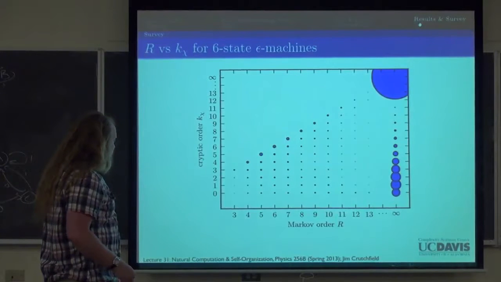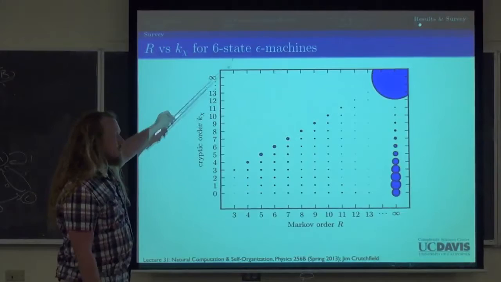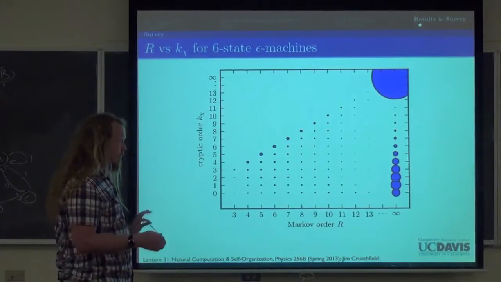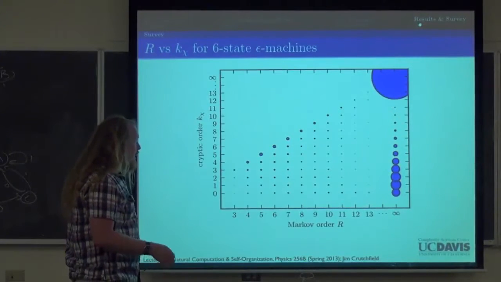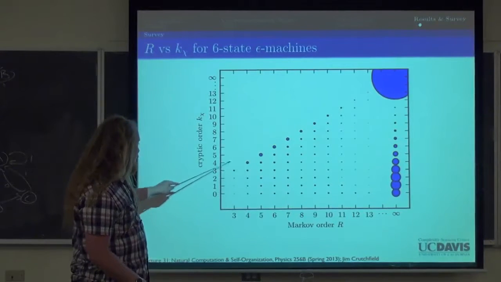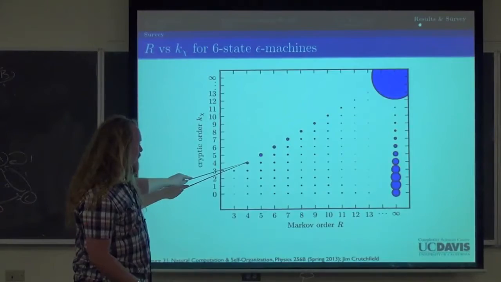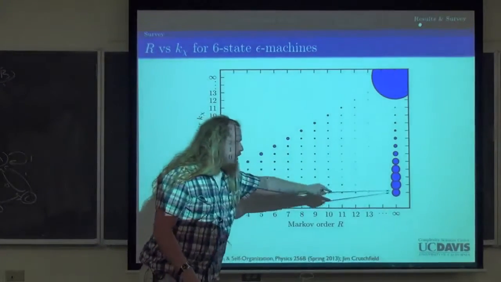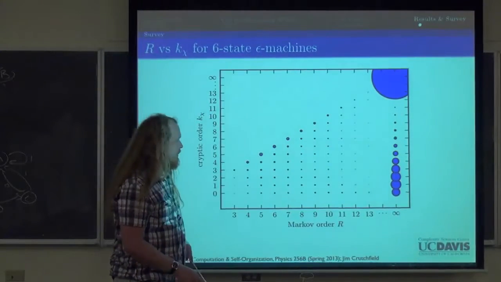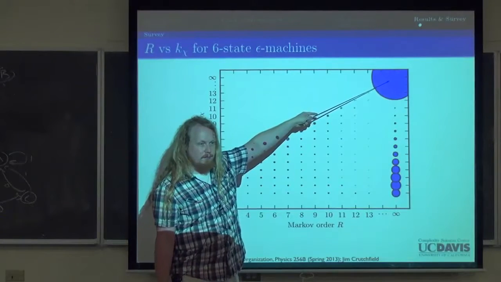The last thing I did was we can look at all possible 6-state epsilon machines with a binary alphabet and calculate their Markov and cryptic orders using these algorithms. And then we can plot that pair. So for example, if we had a machine with Markov order 4, cryptic order 4, we would put a dot here. And the size of these dots is equal to the number of machines with that pair of values. So the first thing to notice is that almost all the machines are infinite Markov, infinite cryptic.